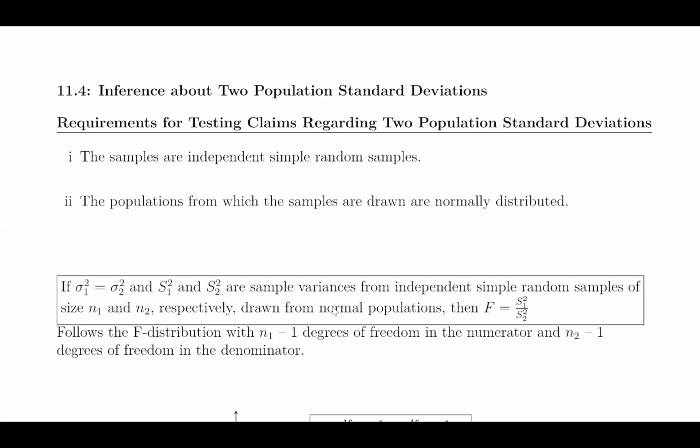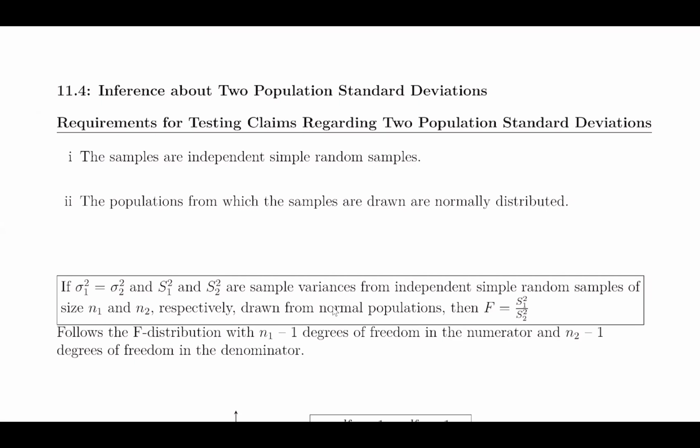The degrees of freedom always reflect whichever s value, which is the sample standard deviation, you put on top or on the bottom. If you put s2 on the top, then the degrees of freedom for the numerator will be n2 minus 1. Everybody good so far for the F distribution?